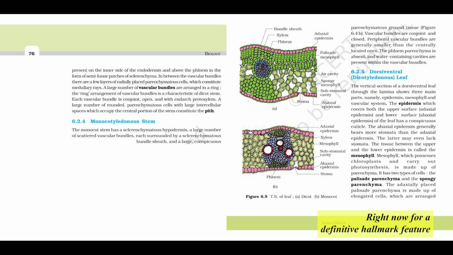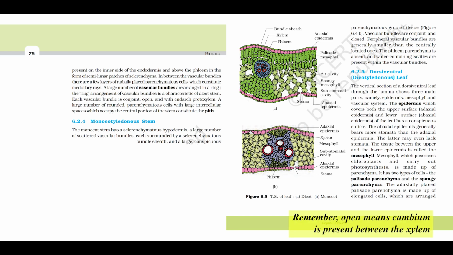Right, now for a definitive hallmark feature of the dicot stem, the vascular bundles themselves. You'll observe a large number of these bundles, and they are arranged in a very characteristic ring formation, like beads on a necklace. This distinct ring arrangement is a defining diagnostic characteristic of a dicot stem, something you should immediately look for in diagrams or slides. Ring, dicot stem.